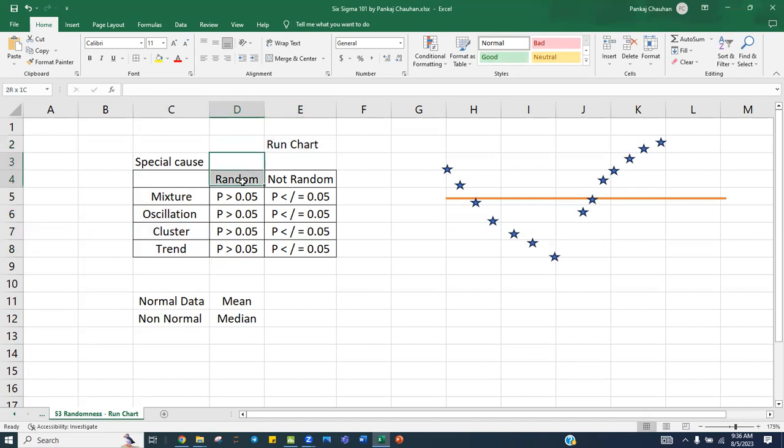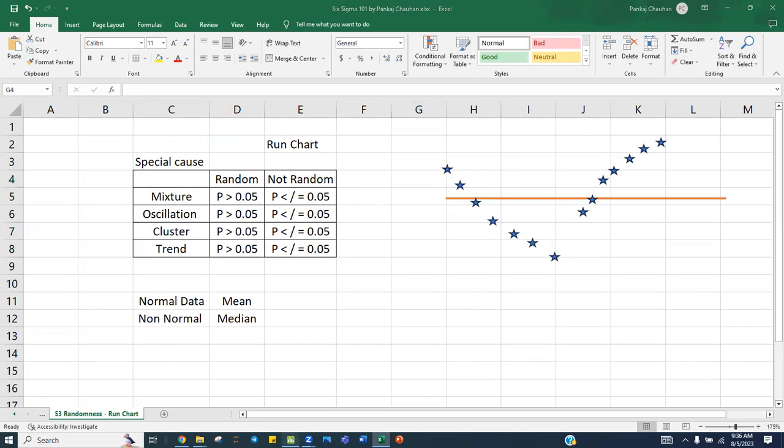If the p-value is greater than 0.05, then the data is completely random. There is no special cause. And if the p-value is less than or equal to 0.05, then the data is not random. There is a special cause of variation. Let's see how we do this in Minitab.